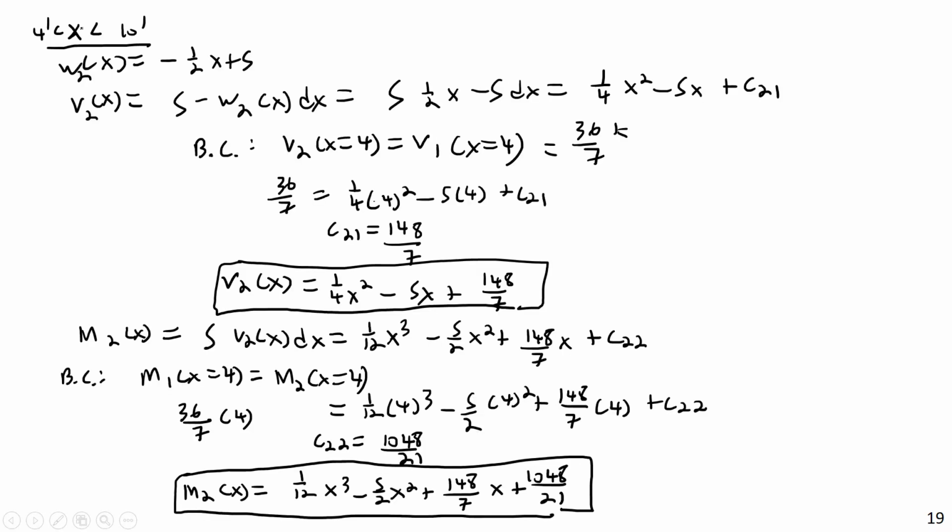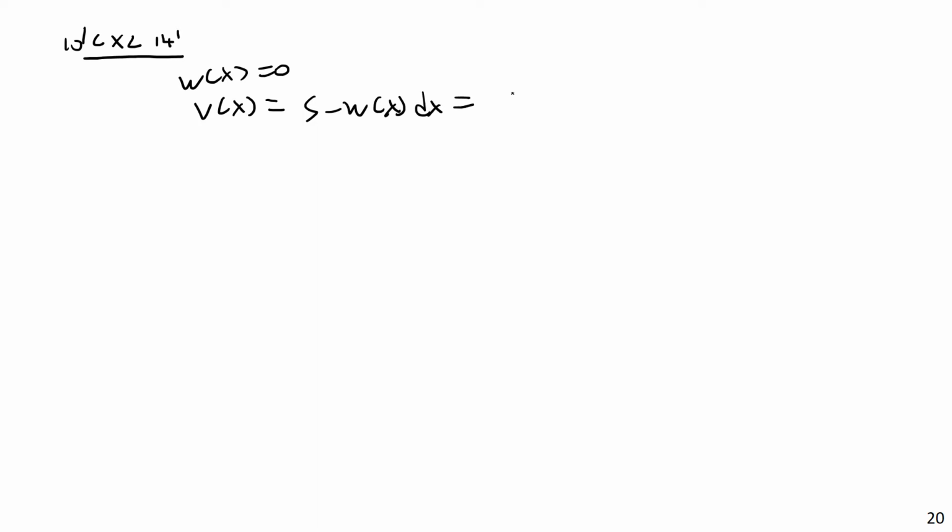Then the final zone is going to be when x is between 10 and 14 feet. And so my w of x in this case is just going to be equal to 0, and v of x is equal to the integral of negative w of x dx. Well, I should probably say this is the integral of 0 dx, which would simply come to a C31, the first constant of integration in zone 3.